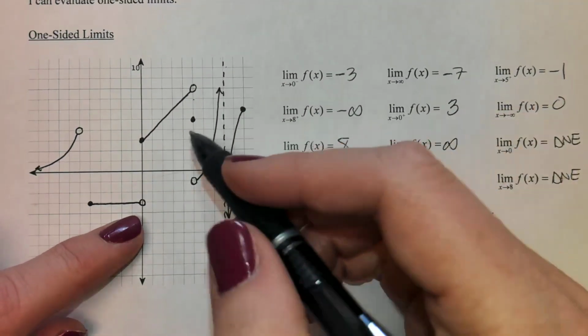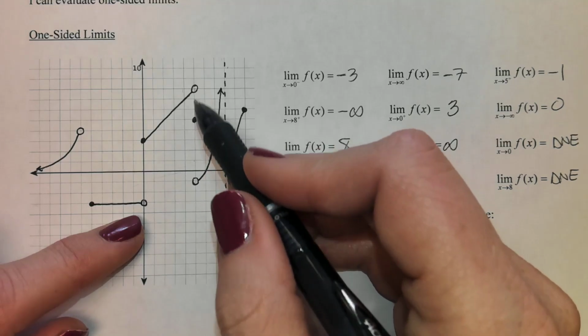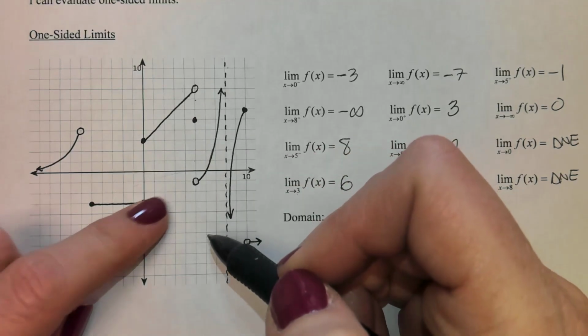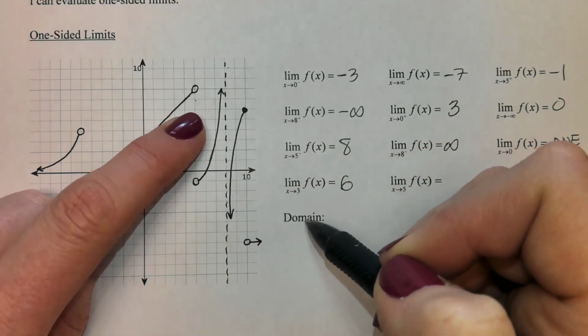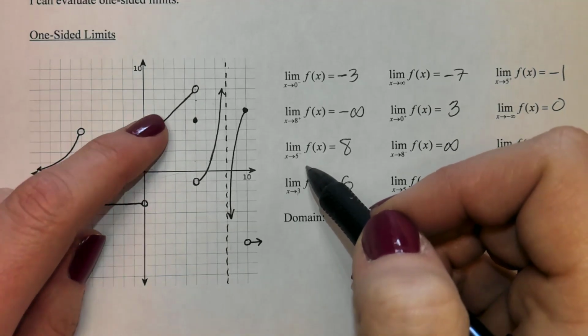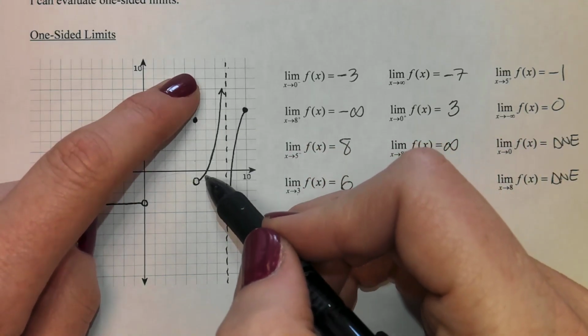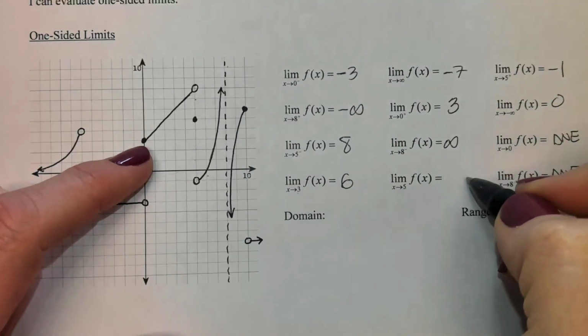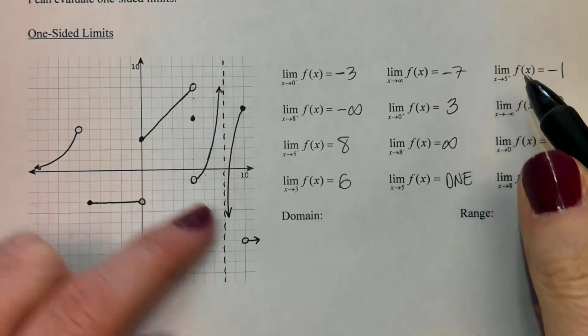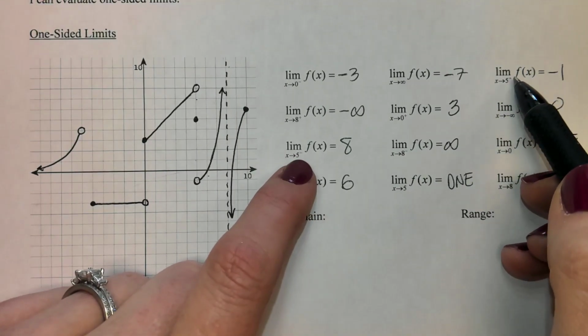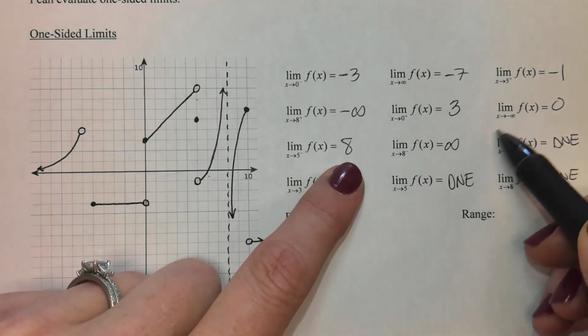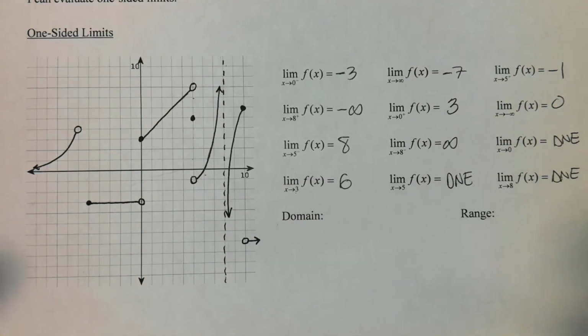Next up, I've got approaching 5. 5 is where those 3 dots were. Again, I do not care about a floating dot. That's not useful to me. I can't travel to it. But it does look like my left side's going up, my right side's coming down, so that limit does not exist. I could also tell that from my 2 5s, one left, one right, and they went to different stuff. So there's no way my limit can exist.